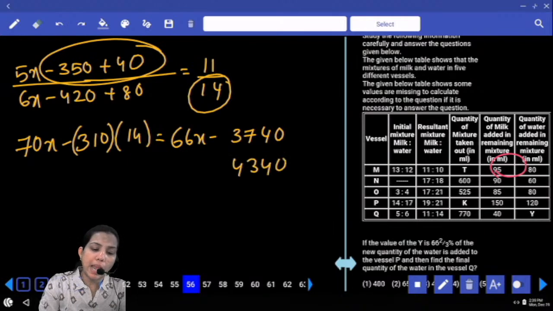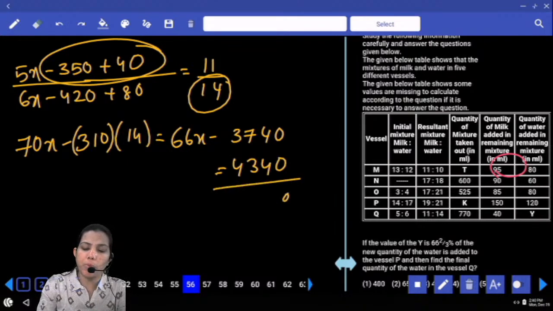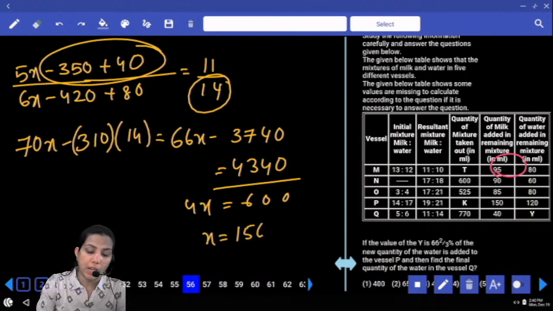4340 కి అండ్ దీనికి మధ్యలో డిఫరెన్స్ చెక్ చేసుకుంటే వాట్ ఈస్ ద వాల్యూ? 600 is equal to 4x. So finally what is x value? 150.